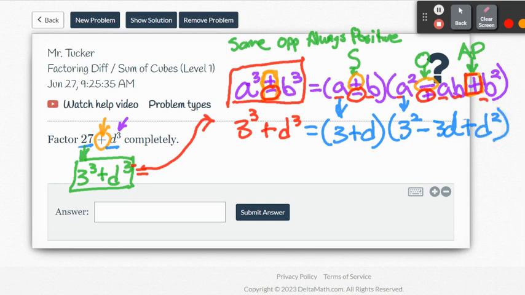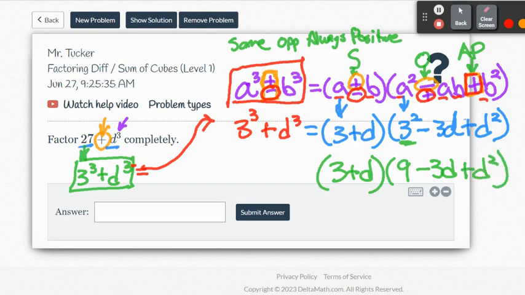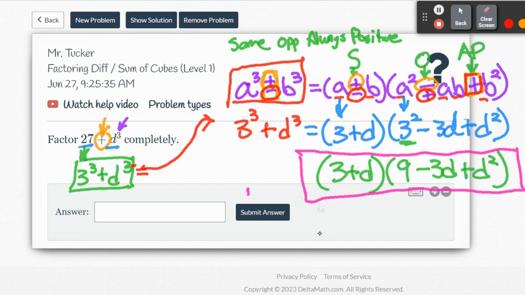Now, you do want to do one layer of simplifying because you don't want to leave a 3 squared there, that's 9. The reordering doesn't matter, but we could reorder it. I'm going to leave it alone for now just to leave it in the same order. So this is 3 plus d times 9 minus 3d, and then plus d squared. So that's my one layer of simplifying. I don't really like that it's not in descending order, but this will work as my answer.